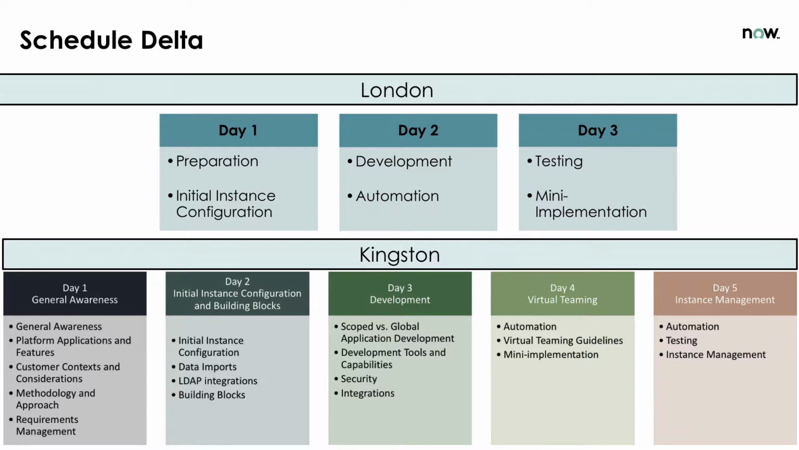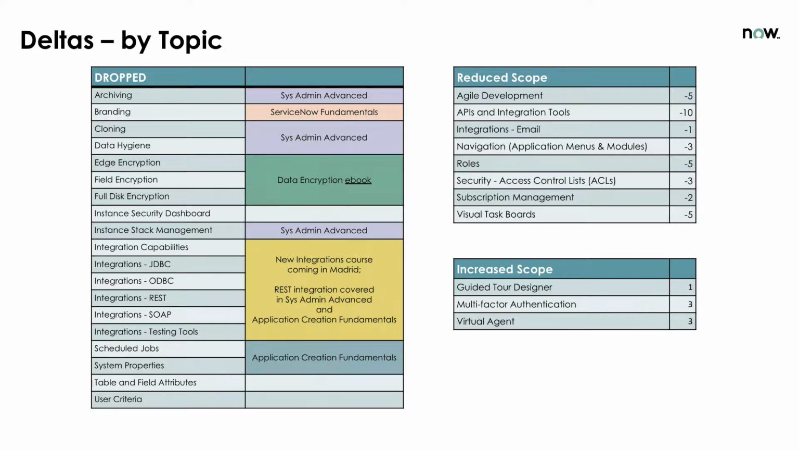These are huge, huge topics, so dedicating and limiting each to about 4 hours is a little bit tough. As such, we had to drop a number of topics, and I've tried to indicate here where the topics we've dropped or reduced scope in are covered. So here you can see archiving is covered in sysadmin advanced, Branding is in ServiceNow Fundamentals. Encryption is in the Data Encryption ebook. So read through these, be able to answer questions about where these topics are covered.